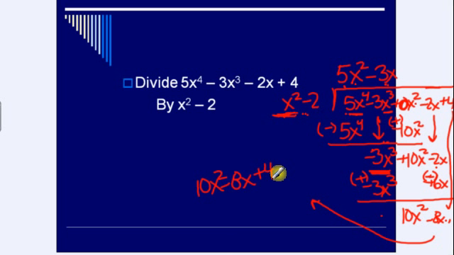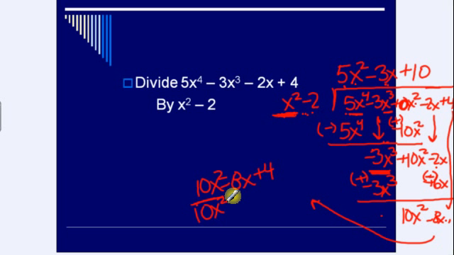And now I need to take the x squared into the 10x squared. Well, 10x squared divided by x squared would just be a positive 10. So I'll put that plus 10 up here and multiply it through to the x squared minus 2. So that will be 10x squared.